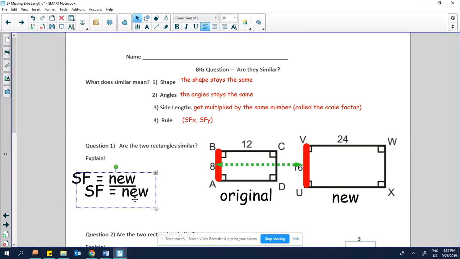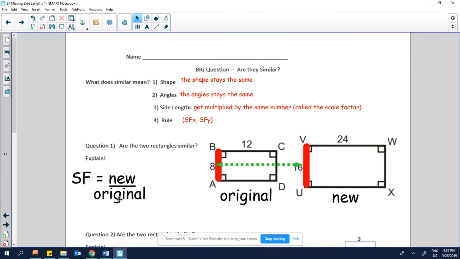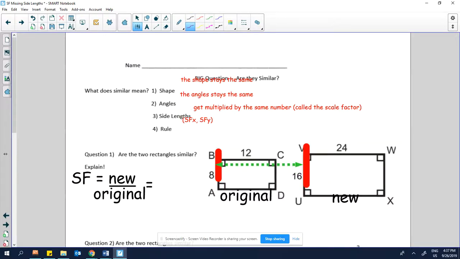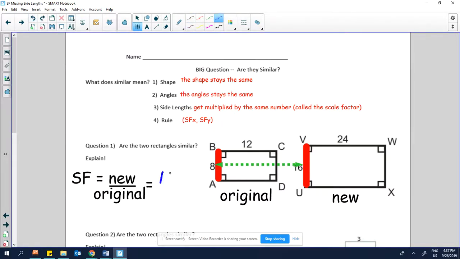And you guys do a nice job of that when it's a whole number. On the quiz, we struggled with what if it was a fraction? What if it's getting smaller? So that's what we need to work more on. All right, so what's that scale factor from 8 to 16? All right, so we should have the new is 16, and the original is 8, so our scale factor for that one is 2.